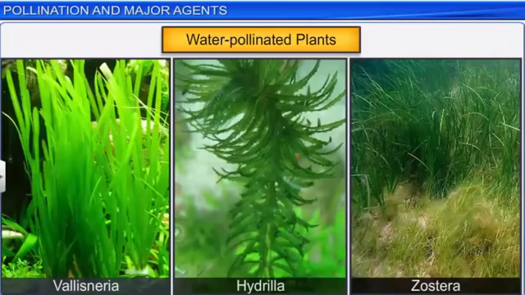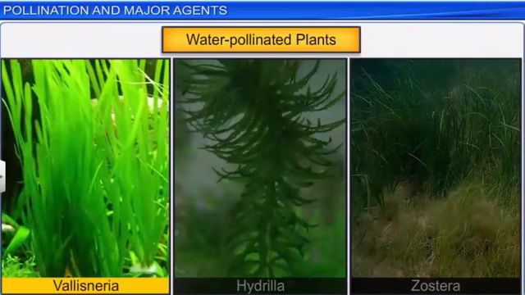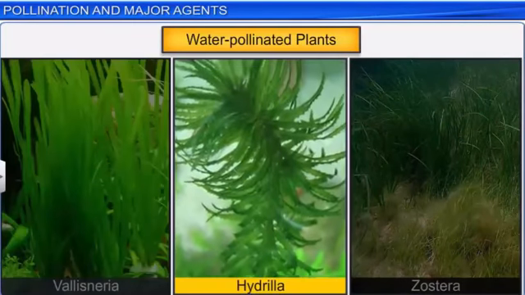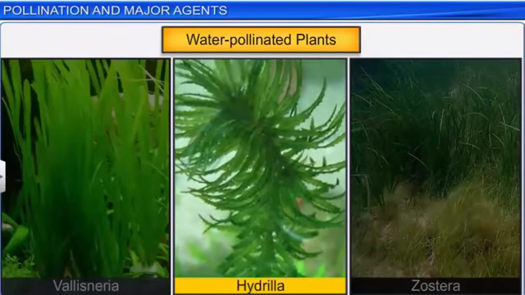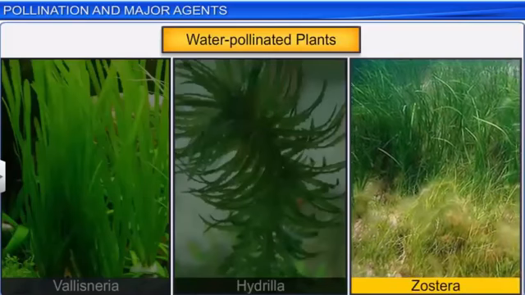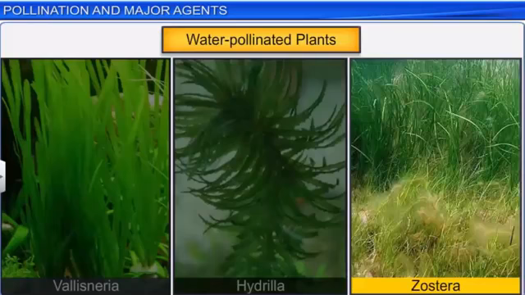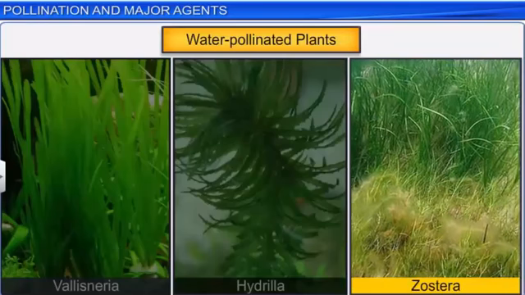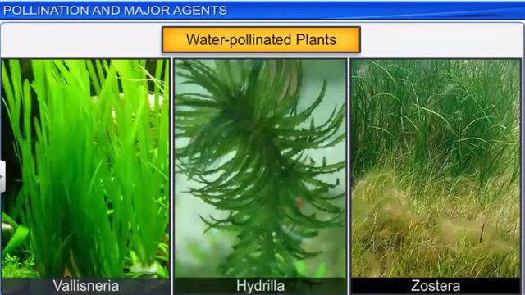However, in certain freshwater plants such as Vallisneria and Hydrilla, and marine seagrasses such as Zostera, pollination occurs by water. This is also known as hydrophily.